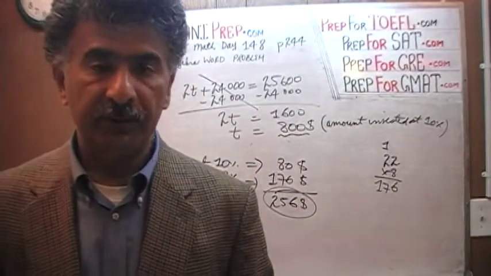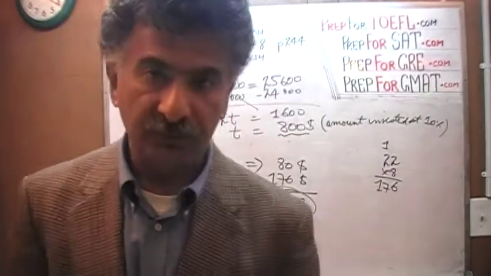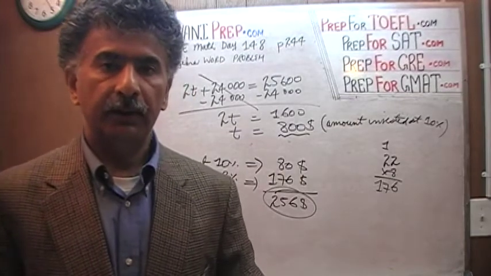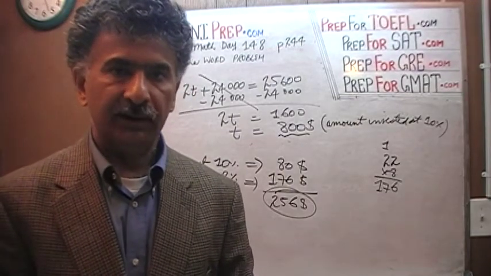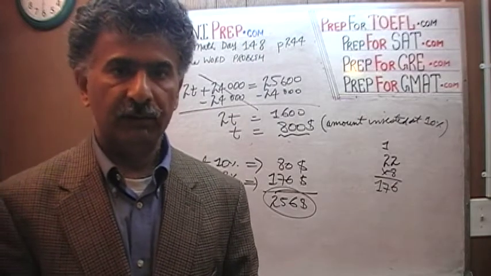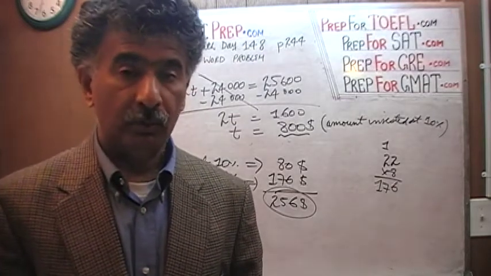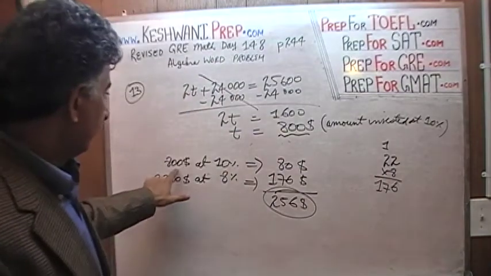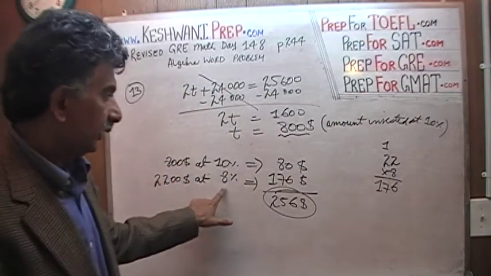Because it's giving us $256 in interest income, which is precisely what the problem tells us that we earn if we were to invest $800 at 10% and the remainder of the amount, which is $3,000 minus 800, or $2,200, at 8%. So 10% of 800 and 8% of $2,200 we just found is 256.